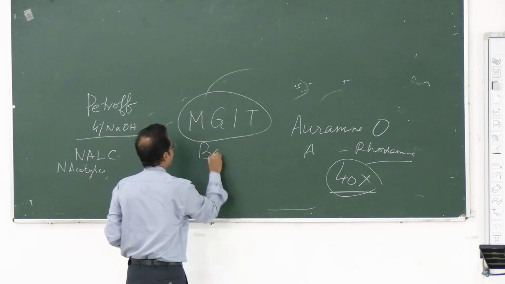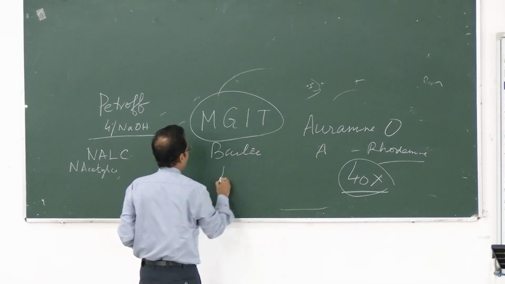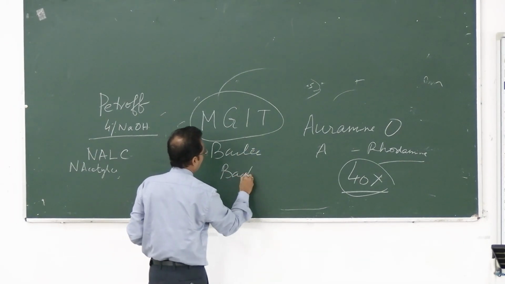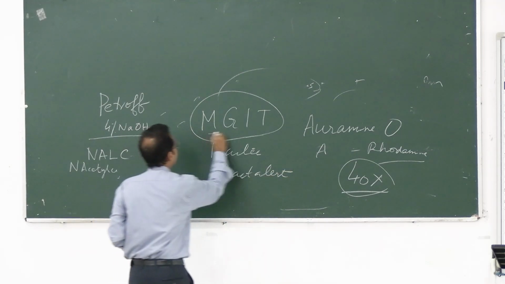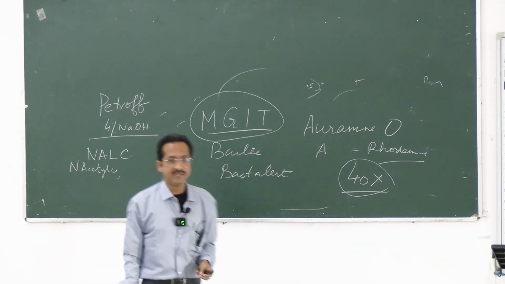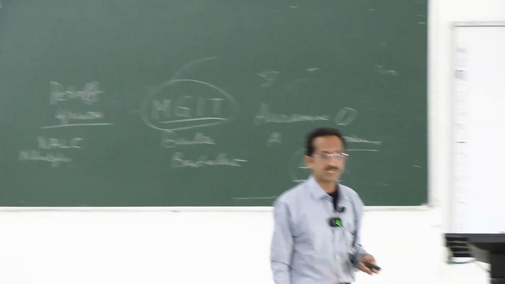Other BACTEC and BacT/ALERT, these are the automated systems. So MGIT is most commonly done, that is a fluorescent based system of liquid culture.